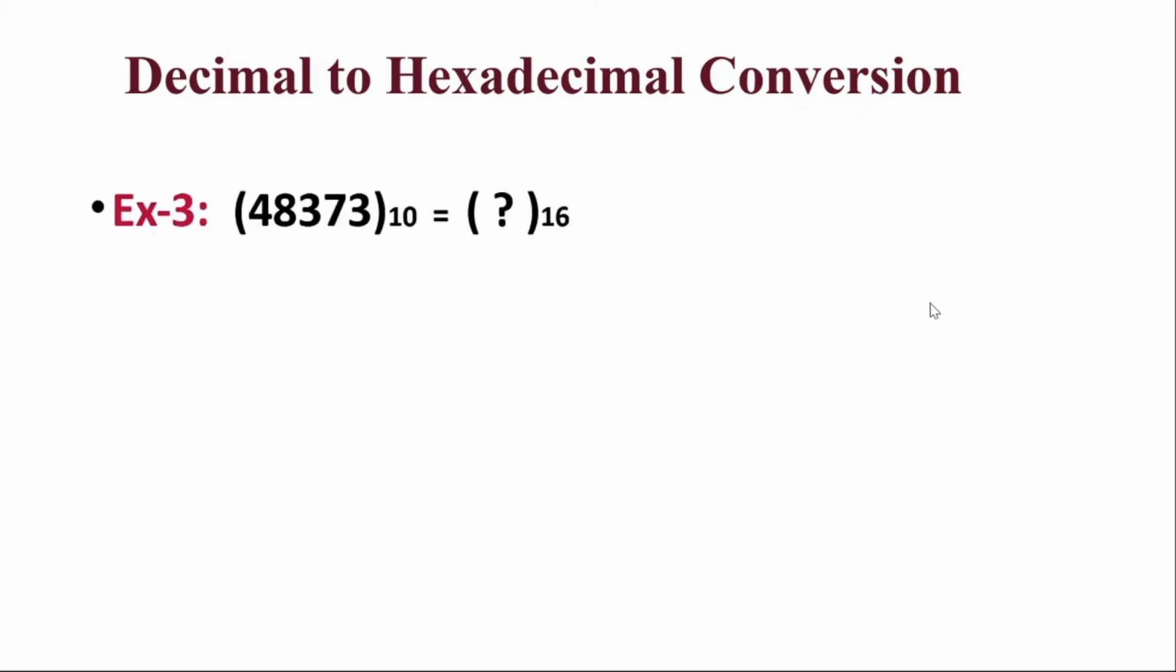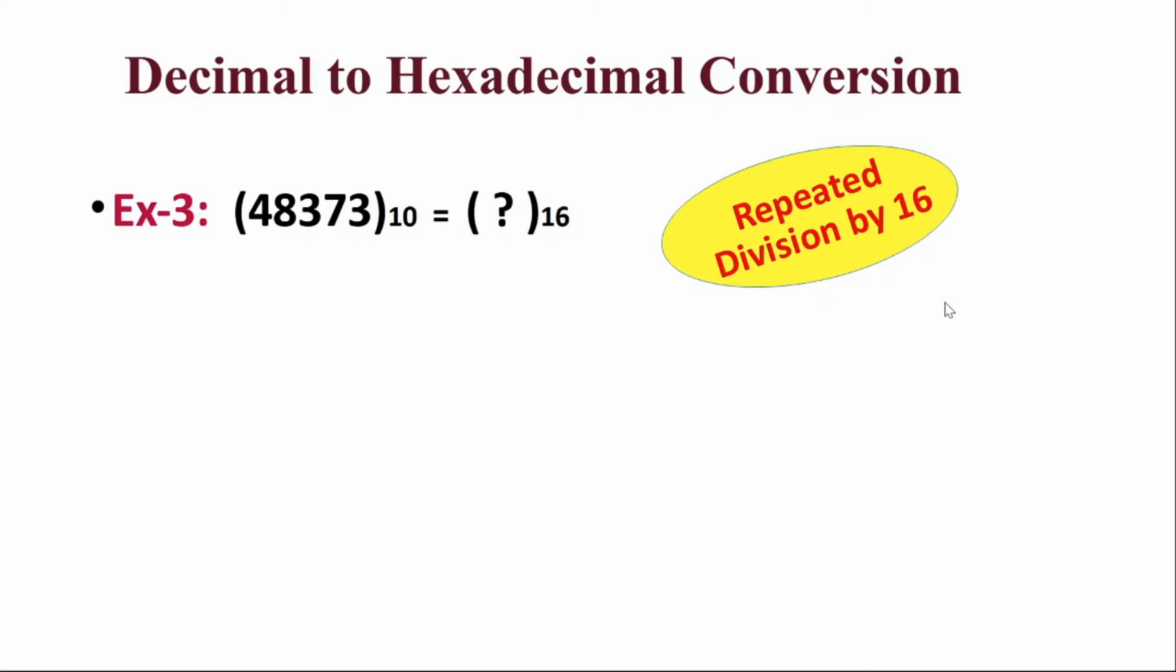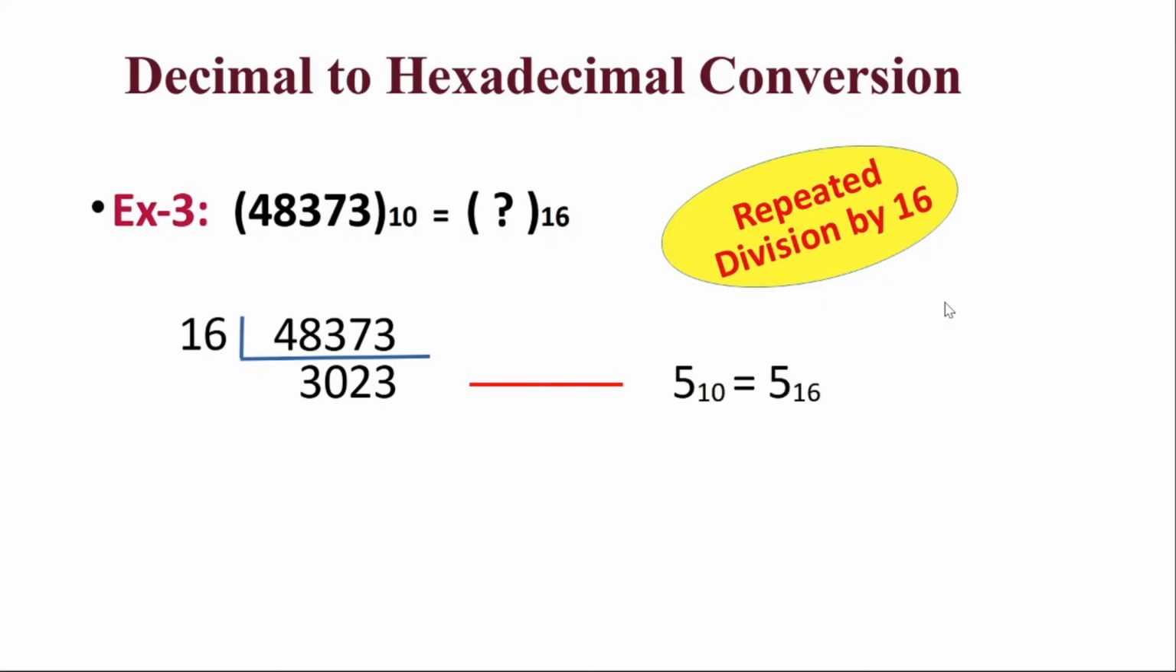Now let us take example 3. It is an integer, so we have to perform the repeated division operation by 16. After the first division operation, we get quotient equal to 3023 and the remainder equal to 5. This 5 in decimal system is equal to the 5 in hexadecimal system. Next, this is our LSD here.